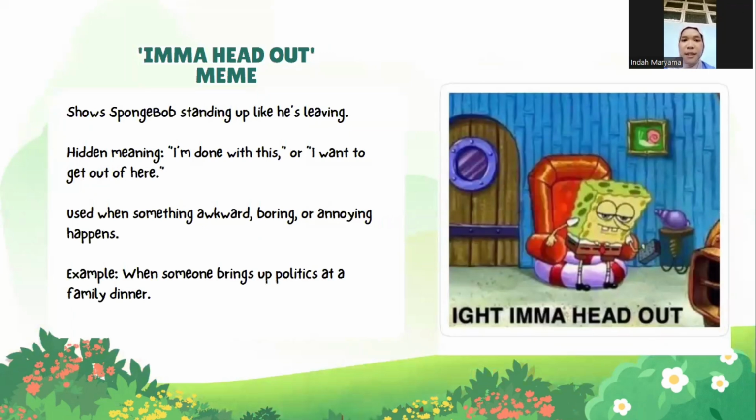So, for example, is the "I'm out" meme. This meme shows SpongeBob slowly getting out of a chair. The hidden meaning is "I'm uncomfortable or bored. I want to leave." It's used when something strange or annoying happens and you want to exit the situation. For example, if your friends start a political riot at a family meal, you post this meme as a joke. Next slide, please.